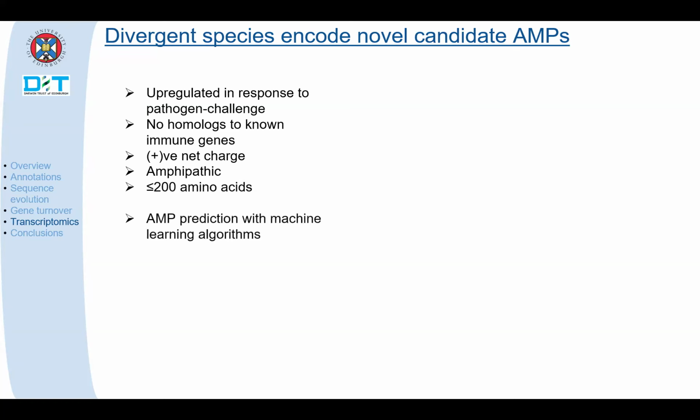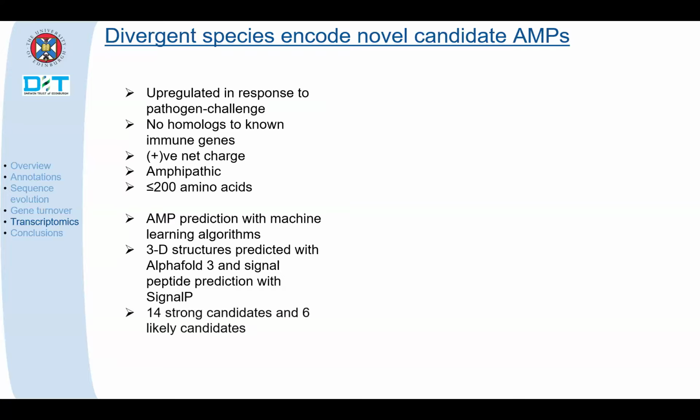And then we used machine learning based AMP classifiers, like random forest models, which are trained on AMP and non-AMP databases, to predict the probability of whether each candidate is an AMP or not. And then we also predicted their three-dimensional structure with AlphaFold and looked for signal peptides using SignalP, which suggests whether these can be secreted outside the cell or not. So in the end, we had 14 strong candidates and 6 likely candidates.